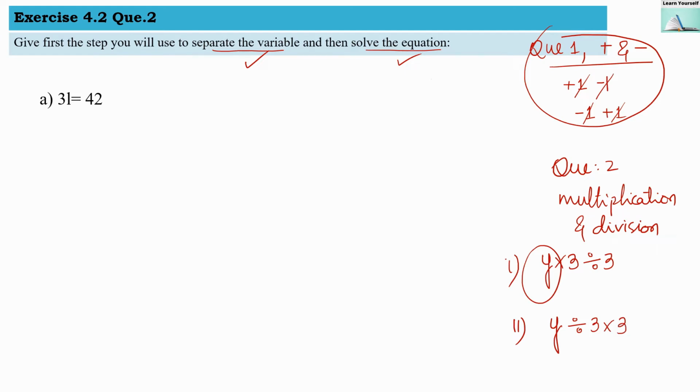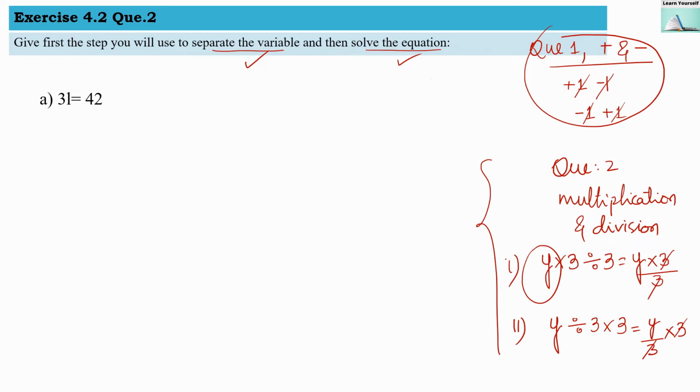In this step, what will happen? That y is multiplied with 3, so we are going to divide by 3 on both sides. In this, y is divided by 3, so we are going to multiply. In either case, the number is going to be cancelled. So that is what we are going to do in question number 2. In question number 1, we have done addition and subtraction. In question number 2, we are going to do multiplication and division.